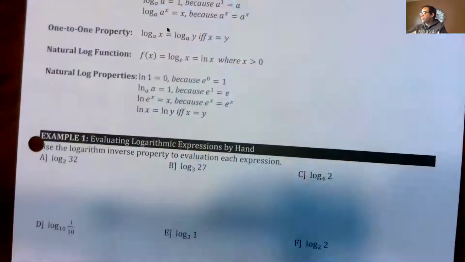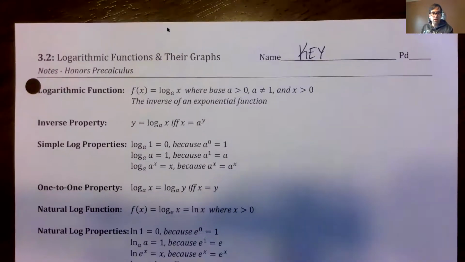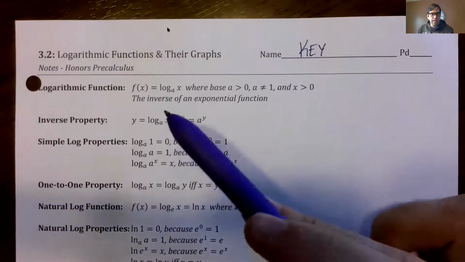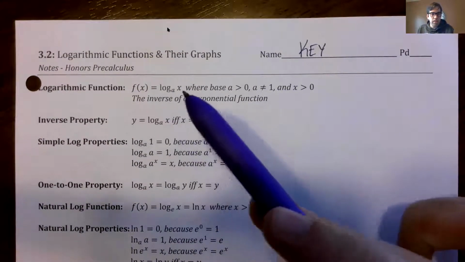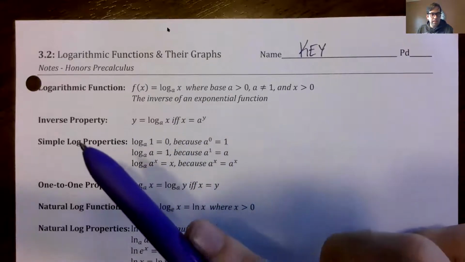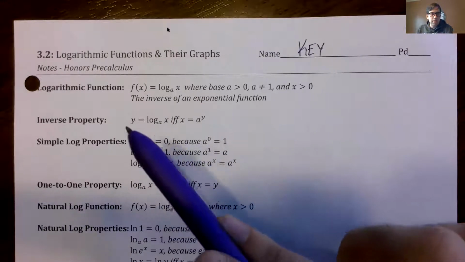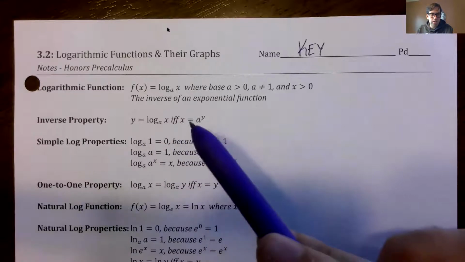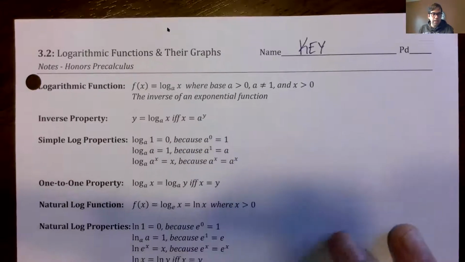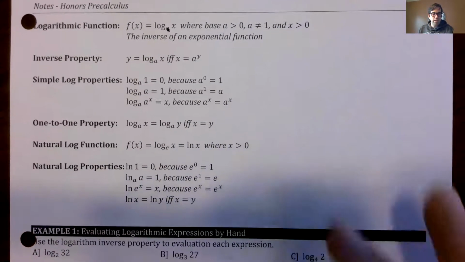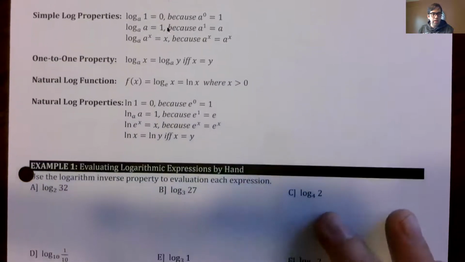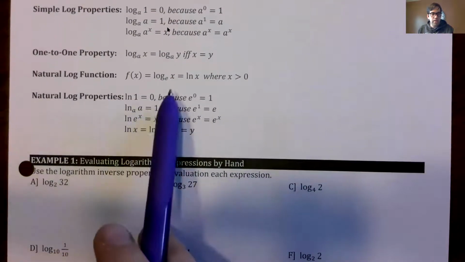I'm going to pull out my notes. All right, so here are the notes. We've been looking at this logarithmic function setup already. We're going to use this inverse property, as I've already showed you a little bit. There's some simple log properties here that we'll come back to, other things, and then here's where e comes back.